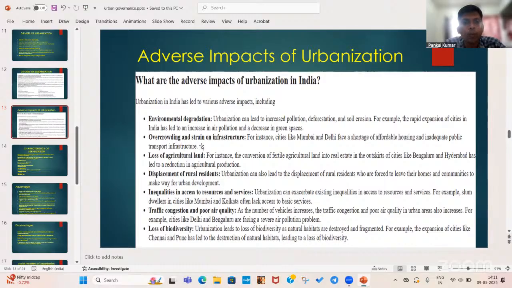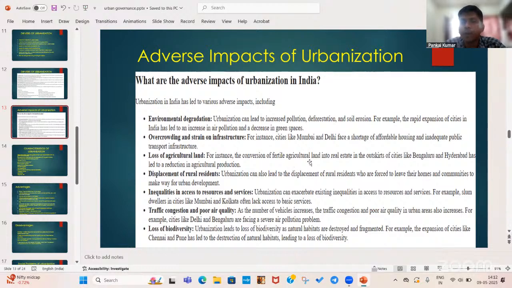Then comes overcrowding and strain on infrastructure. This is very true. Cities like Mumbai and Delhi face shortage of affordable housing and inadequate public transport infrastructure. So overcrowding and strain on infrastructure, I hope, is understood. Then comes loss of agricultural land. For instance, if there is an increase in urbanization, then in order to meet the demand of urbanization and the demand of the growing number of people in urban areas, what will happen? We have to convert our fertile agricultural land into real estate.